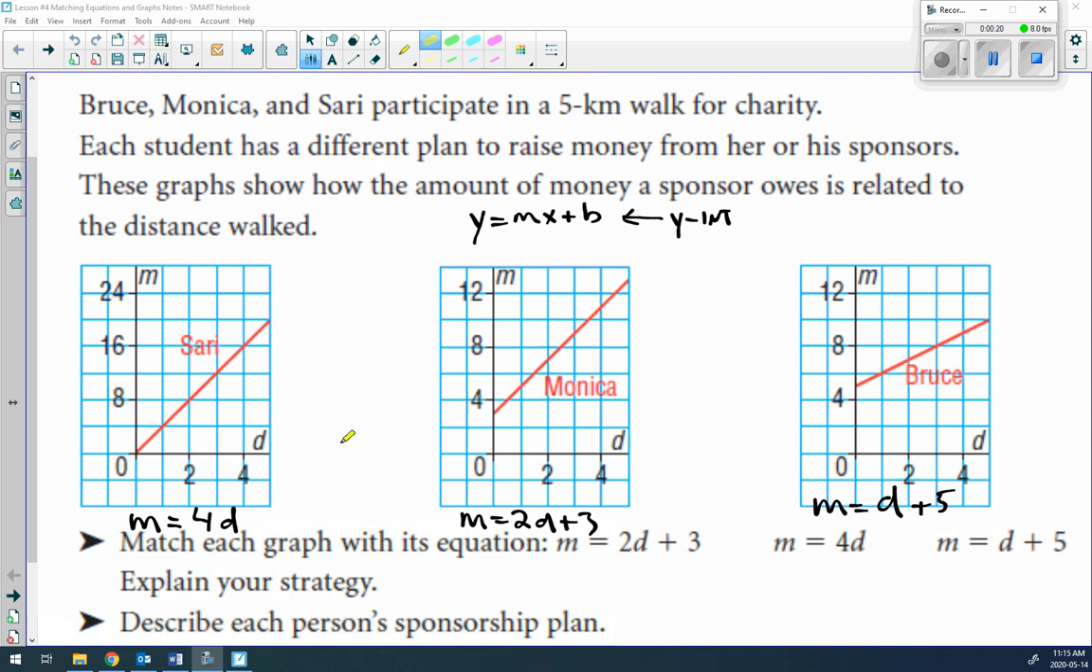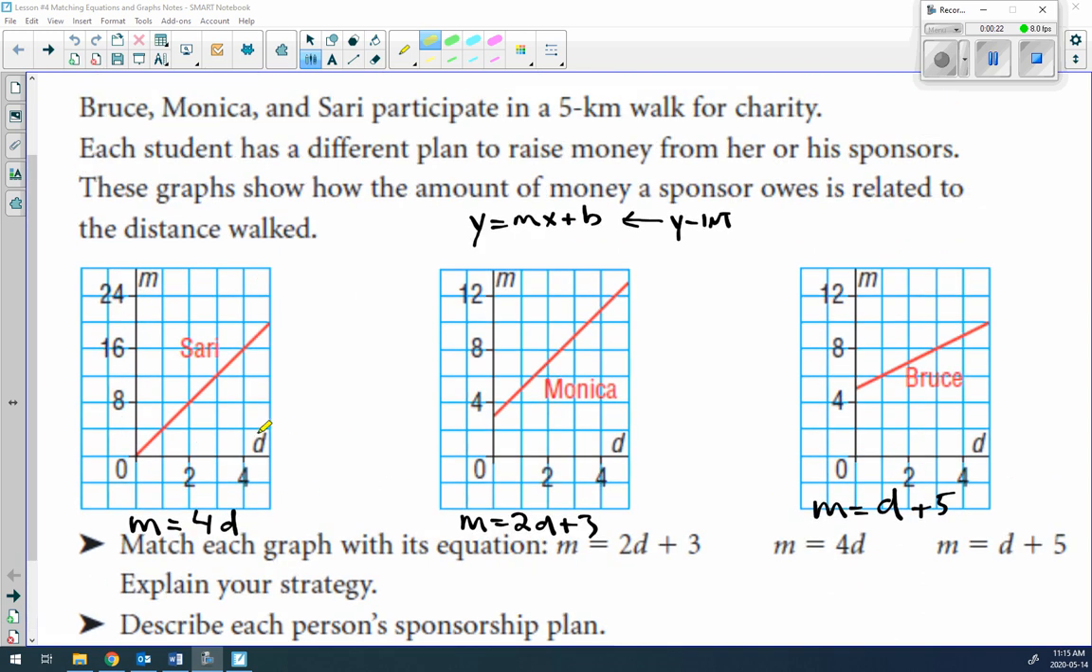Let's look at Sari. 0 distance, $0. 2 kilometers, 8. 4 kilometers, 16. We can figure this out based on this. M is money, D is distance. So there is no y-intercept, or I guess the y-intercept is 0, so there's a plus 0 after here. If you look, there's a plus 3 here and a plus 5, so it has to be this first one, M equals 4D, because it would be plus 0. We just don't write it in.